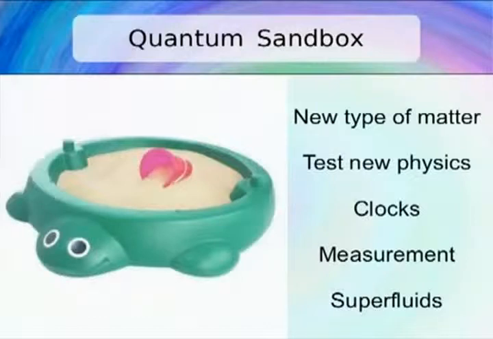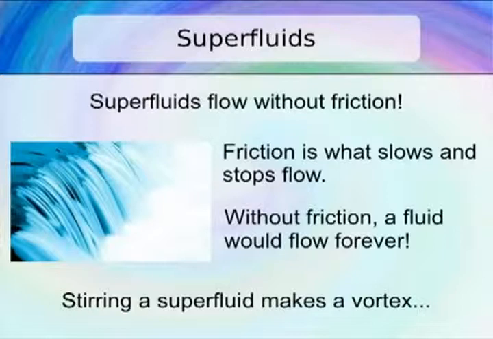But of course, everyone likes applications. These can be used to make really accurate clocks or other measurement devices like acceleration or gravity, and people are working on sending these up in spacecraft to space stations. But of course, they have interesting properties, and one of these properties is the superfluid property. So how do you sum up superfluid in one sentence? Well, a superfluid is a fluid that flows without friction.